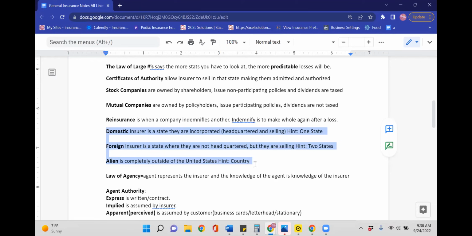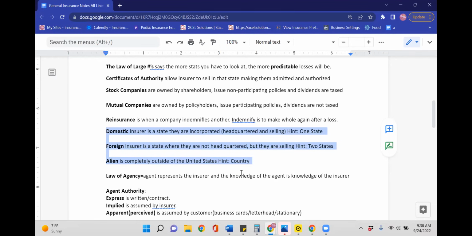And then alien is completely outside the United States. So alien is in a whole other country. So if they mention another country, the answer is alien. So domestic is I'm incorporated here and selling here. Foreign is I'm selling here, but I'm incorporated over there. And alien is I'm completely out of the United States, I'm in a whole other country.